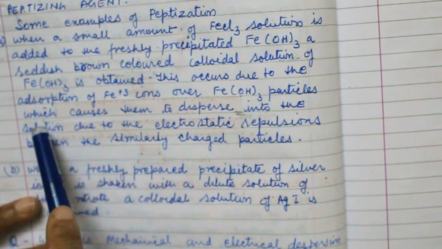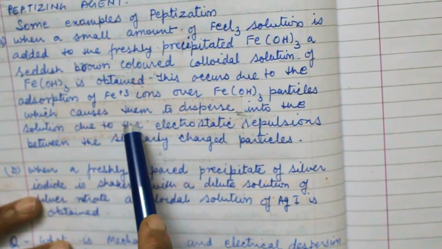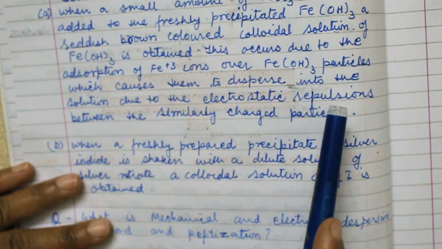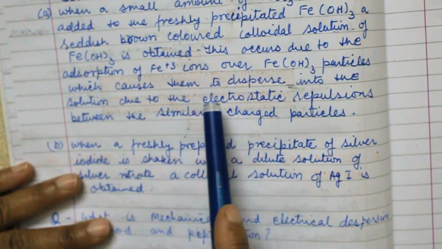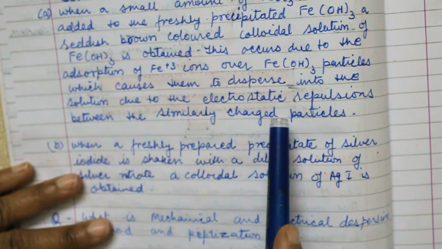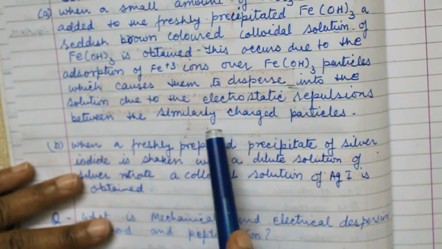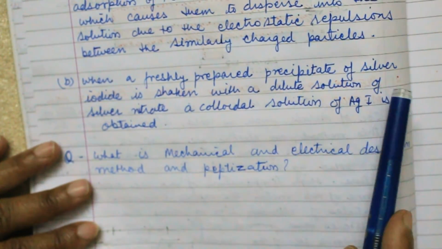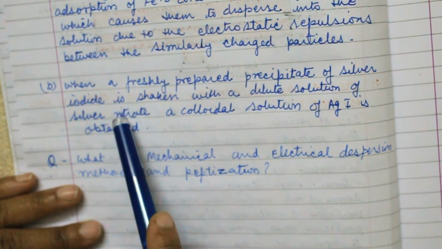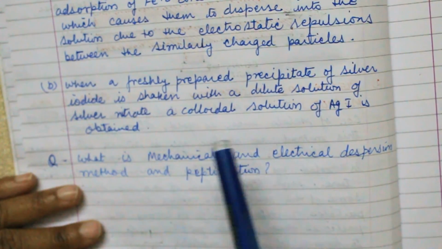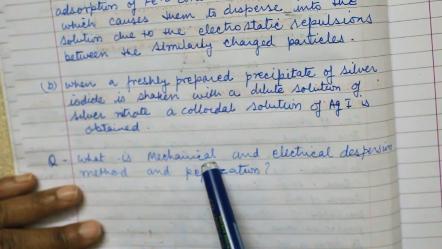This is due to the adsorption of Fe3+ ions over the Fe(OH)3 particles, which causes them to disperse into the solution due to electrostatic repulsion between the similarly charged particles. Similarly, a freshly prepared precipitate of silver iodide is shaken with a dilute solution of silver nitrate, and a colloidal solution of silver iodide is obtained.